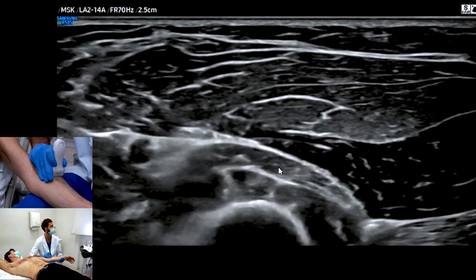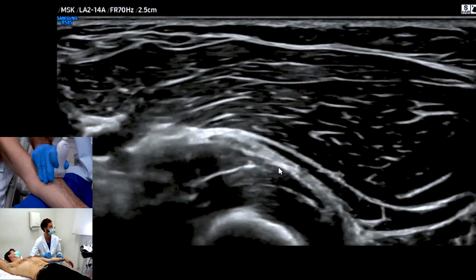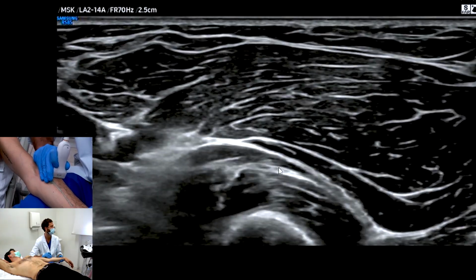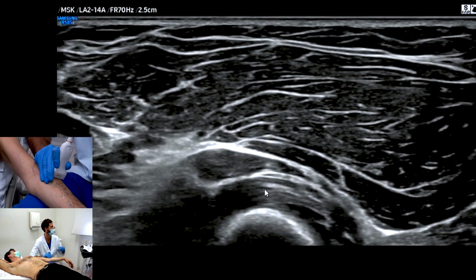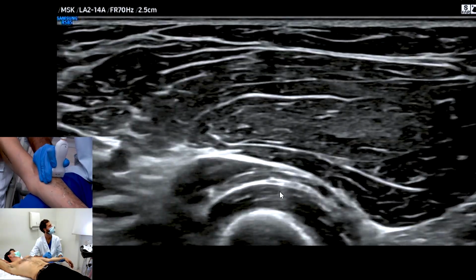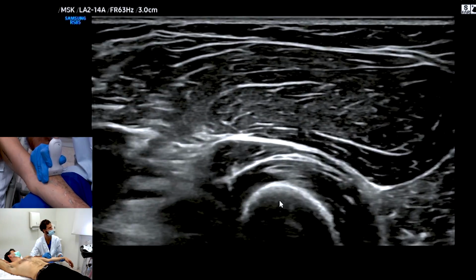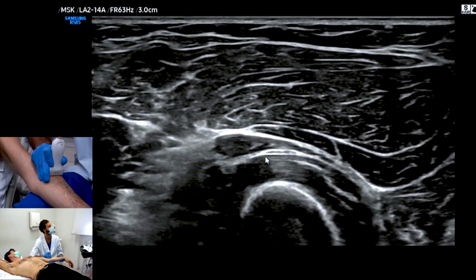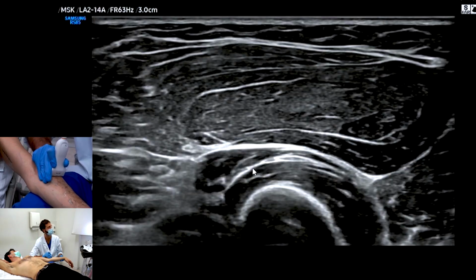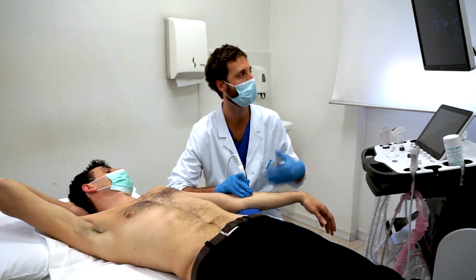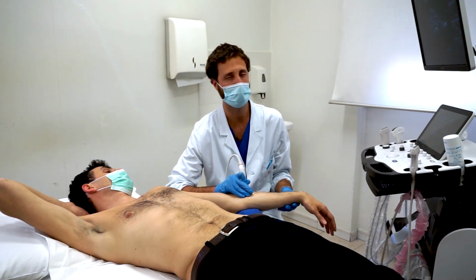To evaluate the posterior interosseous nerve, we ask the patient to pronate the forearm, and you can see the posterior interosseous nerve between the two heads of the supinator muscle, the superficial and deep head of the supinator. In this aponeurotic membrane, which is called the arcade of Frohse, the radial nerve can be subjected to entrapment neuropathy, especially in patients who perform chronic pronosupination of the forearm for working or sport activities.